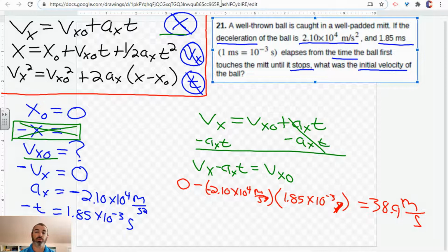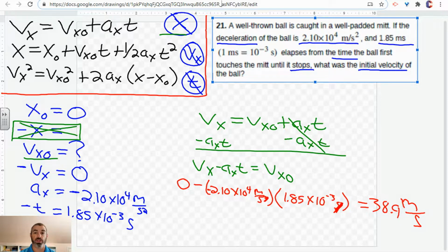What this number represents is how fast the ball was traveling the moment it hit the mitt before it came to a stop. So now the last thing you want to check is, does this answer make sense? Can a person throw a ball at 38.9 meters per second? A simple conversion to go from meters per second to miles per hour is you divide by 0.45. That converts to miles per hour. And when we do that, we get approximately 86 miles per hour.